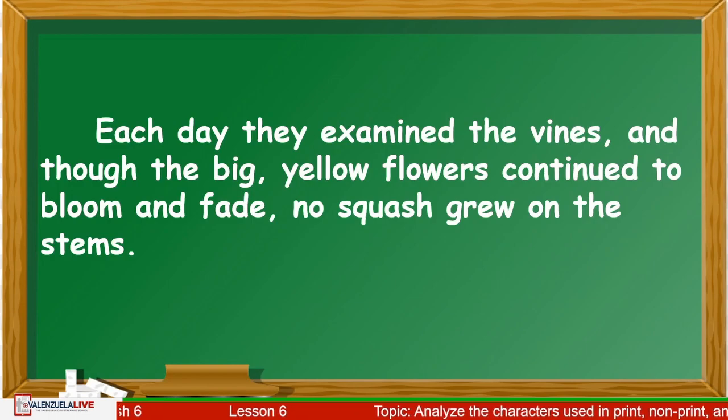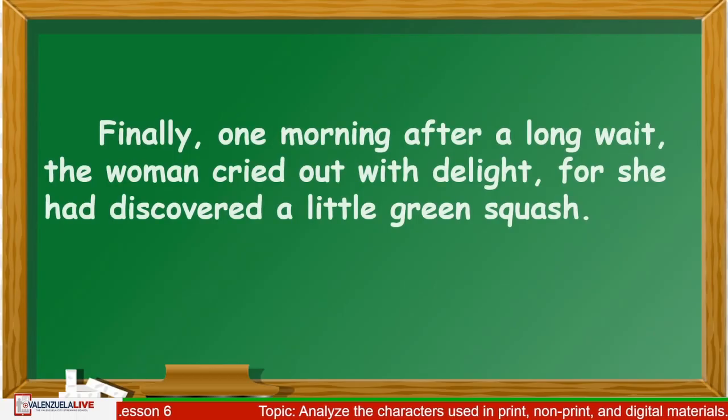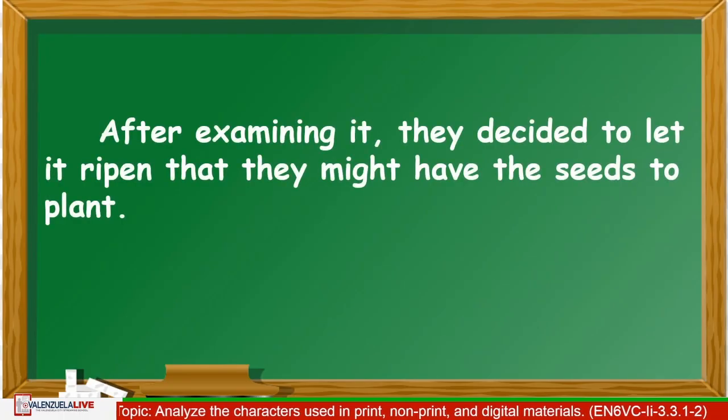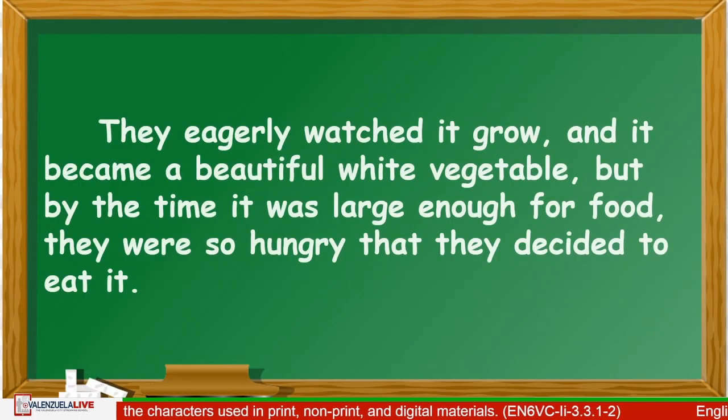Each day, they examined the vines, and though the big yellow flowers continued to bloom and fade, no squash grew on the stems. Finally, one morning, after a long wait, the woman cried out with delight, for she had discovered a little green squash. After examining it, they had decided to let it ripen, that they might have the seeds to plant. They eagerly watched it grow, and it became a beautiful white vegetable.